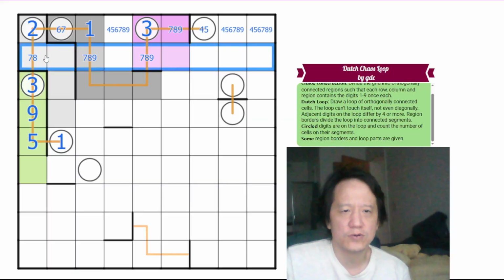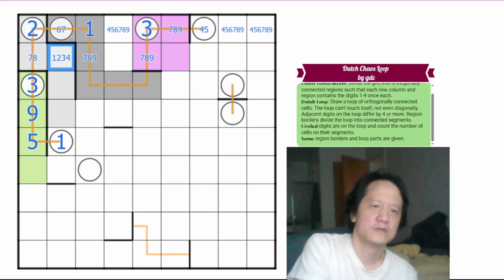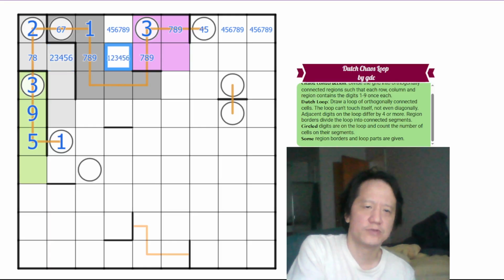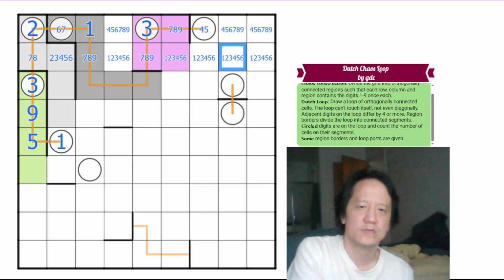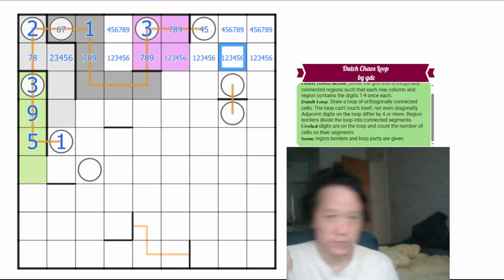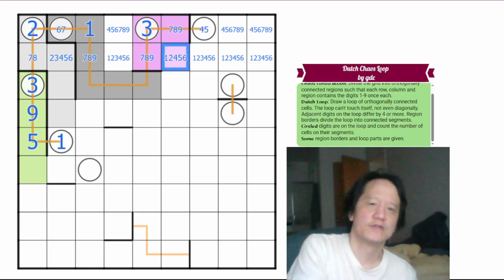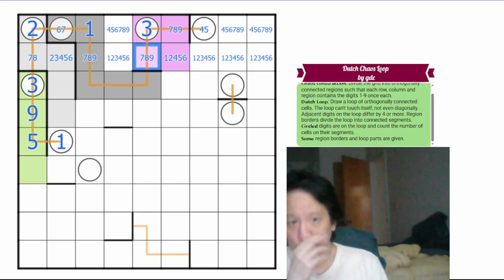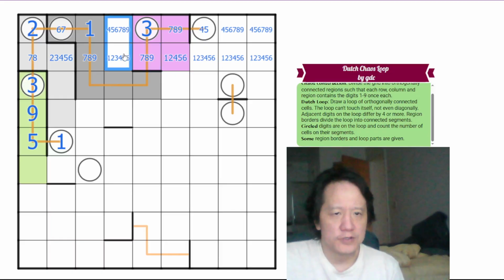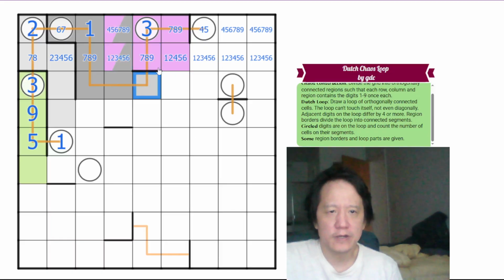Rest of row 2 is 1 through 6. No 1 here, 1 through 6, 1 through 6, because of the 7, 8, 9 triplet in the row. This can't be 3 because of the 3 in the region. This is pink or medium. Gray. This has to be dark.